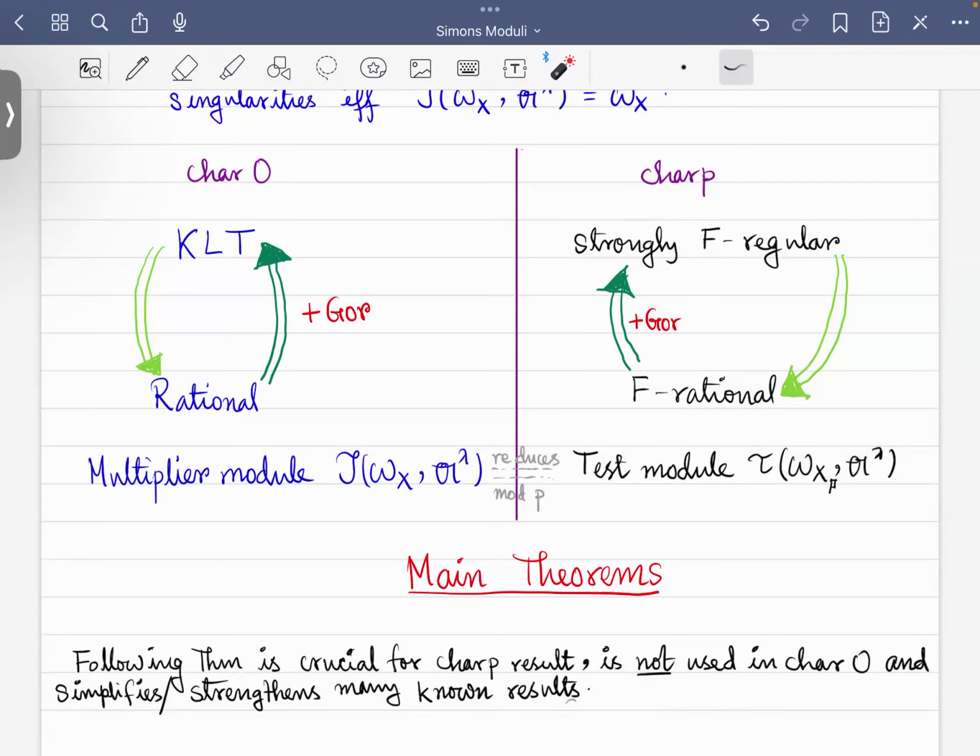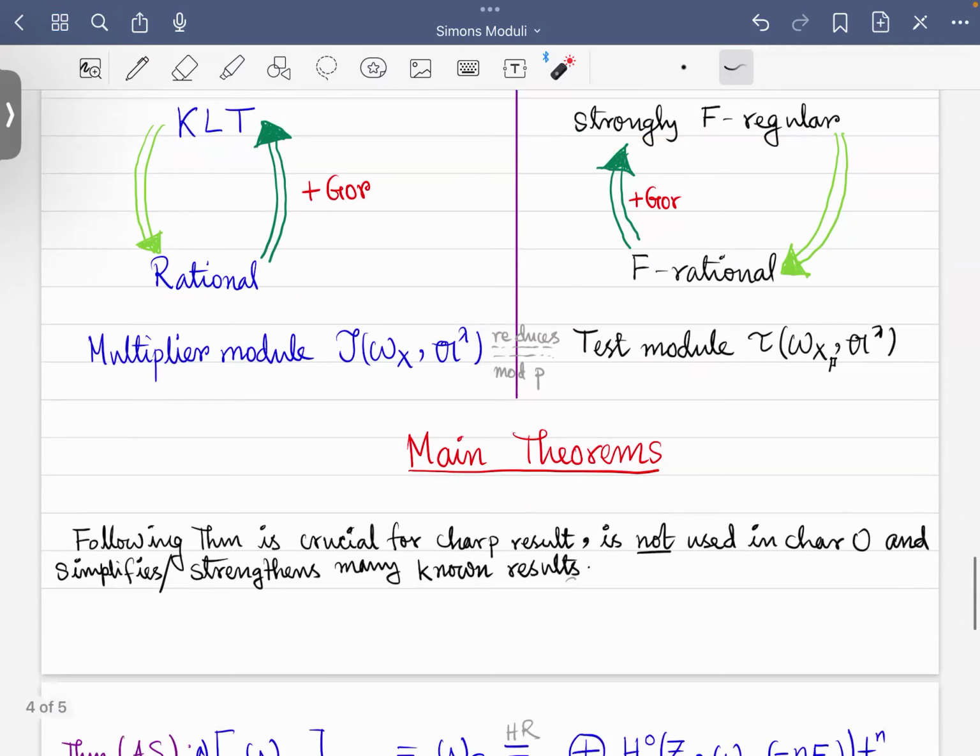No. Okay. So multiplier modules measure rational singularities. Similarly, multiplier ideals measure failure of KLT singularities. Here we also have, corresponding to the multiplier module, something called the test module, and corresponding to the multiplier ideal we have the test ideal, which measures failure of strongly F-regular singularity, and they are related to each other by reduction mod p in some sense for a fixed λ.